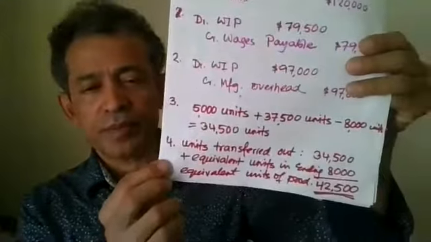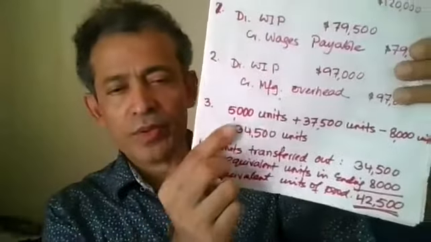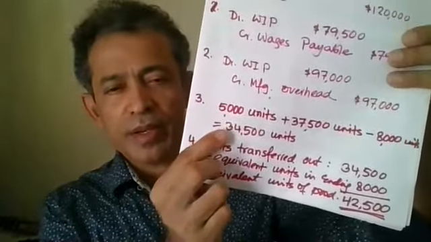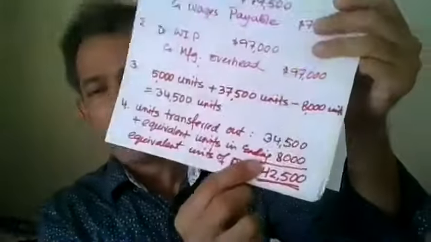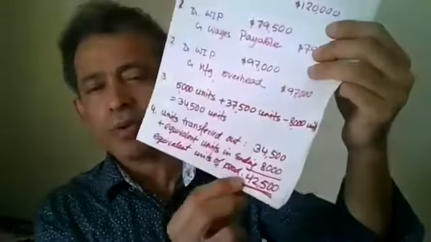All right. Next is to do the same for overhead or conversion. You can see units transferred out, 34,500, which we just calculated here, plus equivalent units in ending inventory, 8,000. So equivalent units of production, 42,500.